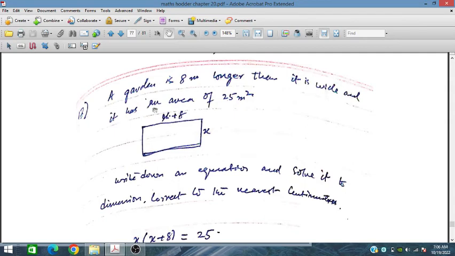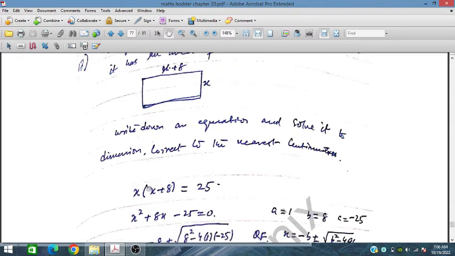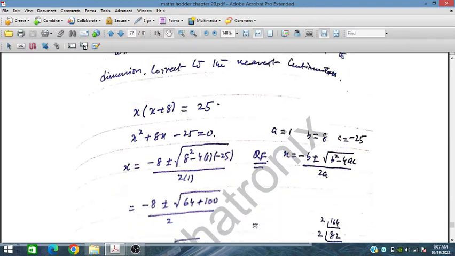So the area is 25 meter square. When we multiply length into width, we get the area. So we multiply this x with x plus 8 to get the area. This is simple. Now we have x square plus 8x, and then we shift this minus 25 to the left side, we get this. So we may factorize it, or we may use the quadratic formula to get the result.